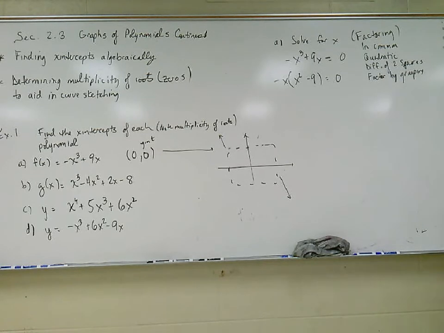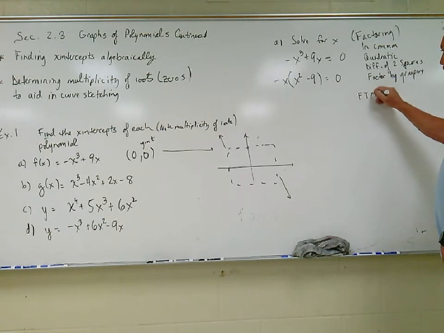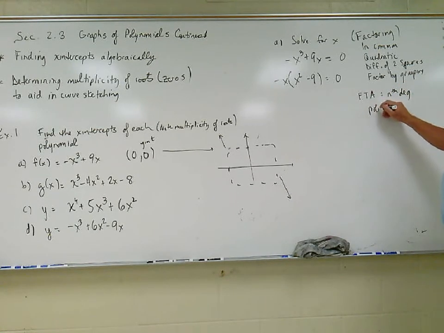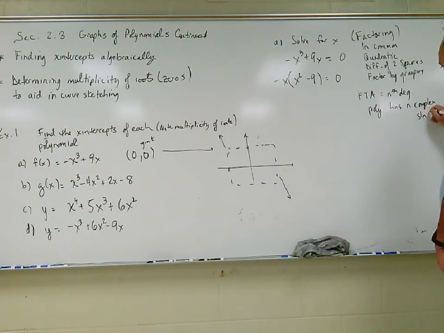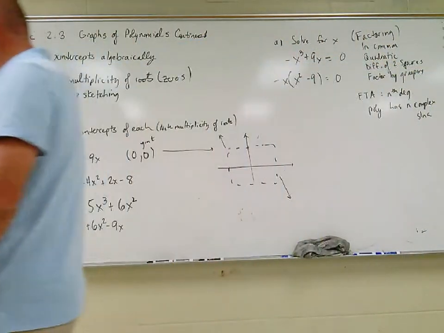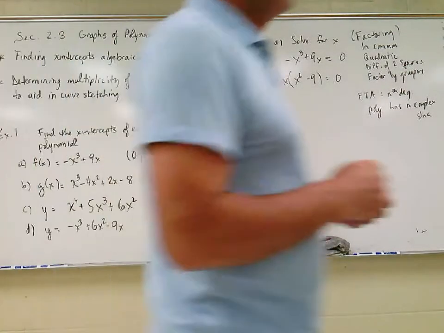How many solutions are guaranteed by the fundamental theorem of algebra? 3 complex solutions. A third degree polynomial has 3 complex solutions. Fundamental theorem of algebra. So don't forget FTA. An nth degree polynomial has n complex solutions. Complex means real or imaginary. So there should be 3 real or imaginary solutions. Doesn't mean there's 3 x-intercepts, but it means there's 3 real or imaginary.